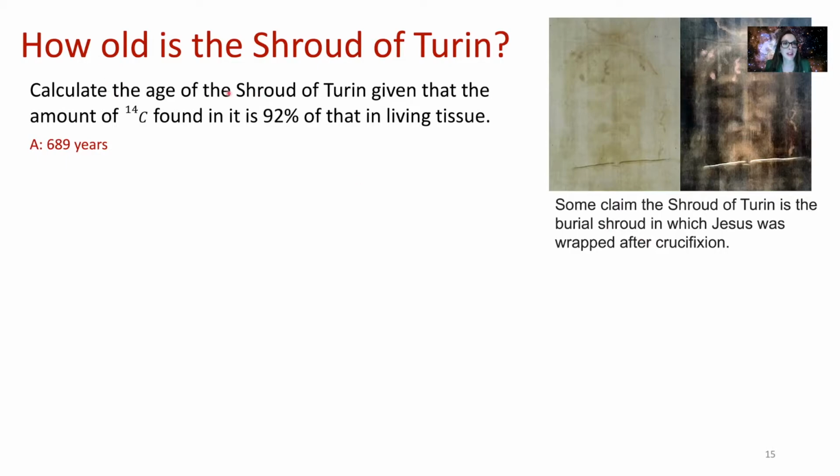We're going to calculate the age of the Shroud of Turin, given that the amount of carbon-14 found in the Shroud of Turin is 92% of that in living tissue. Now, carbon-14 is interesting because there are 3 naturally occurring isotopes of carbon. You've got carbon-12, which has 6 neutrons and 6 protons. It's the most stable isotope of carbon.